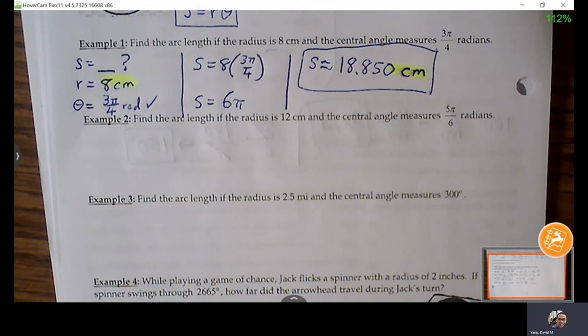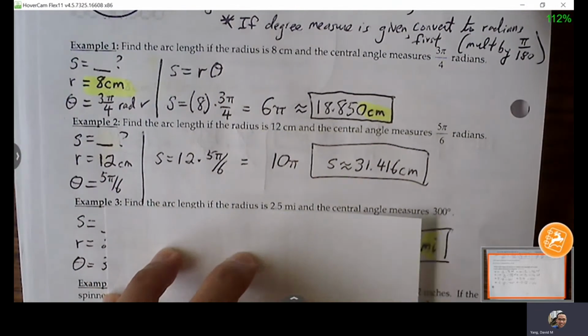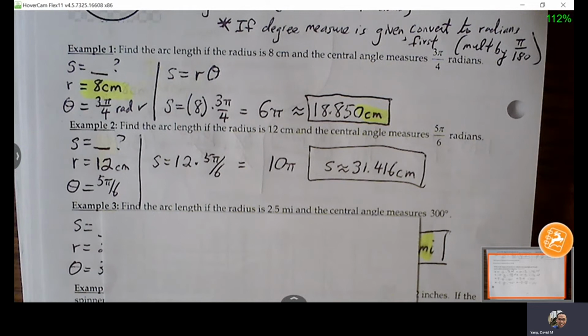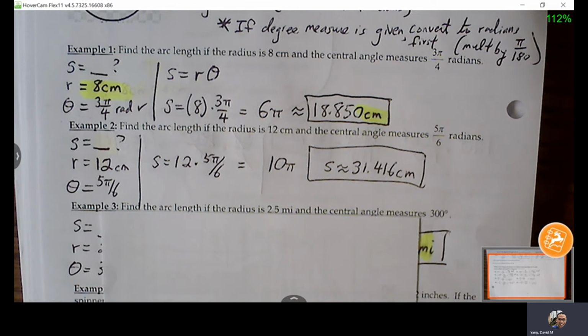All right, let's check number 2. Again, nice thing here is there's no need for us to do any conversion. We can rely on 5 pi over 6 to plug directly into our formula. And again, our unit is not radians or degrees. It's the same as your radius. It's an arc length, centimeters as well. Okay, questions on 2?